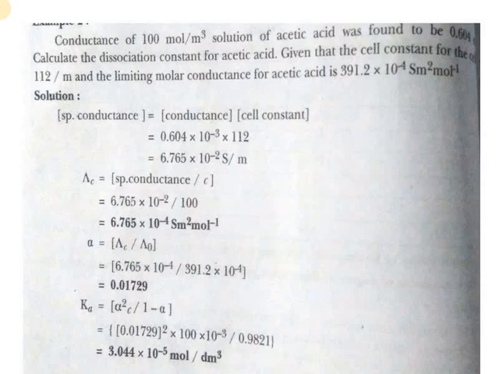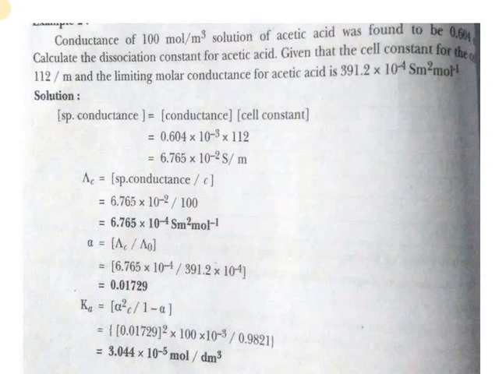From these values of lambda C and lambda 0, the degree of dissociation alpha is obtained as 0.01729. Then after the value of alpha, we can calculate the dissociation constant: Ka is equal to alpha square into C upon 1 minus alpha.